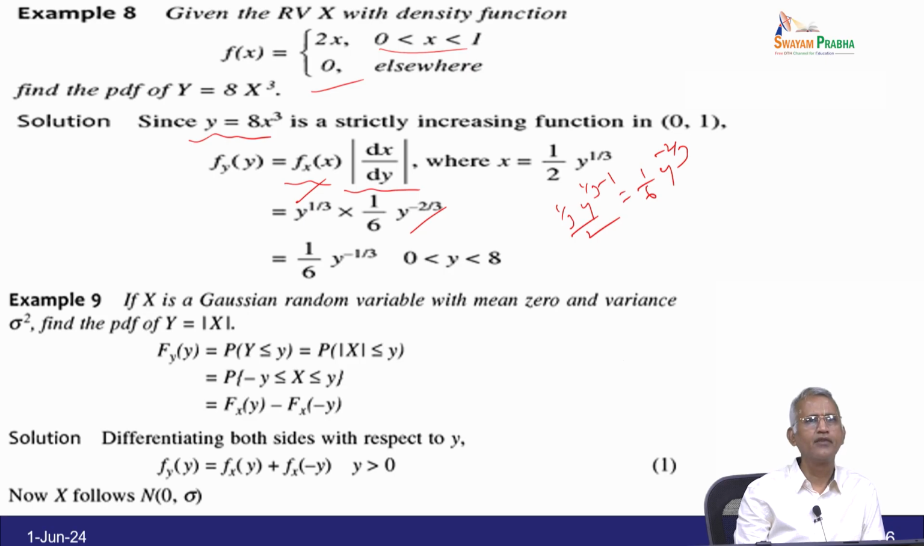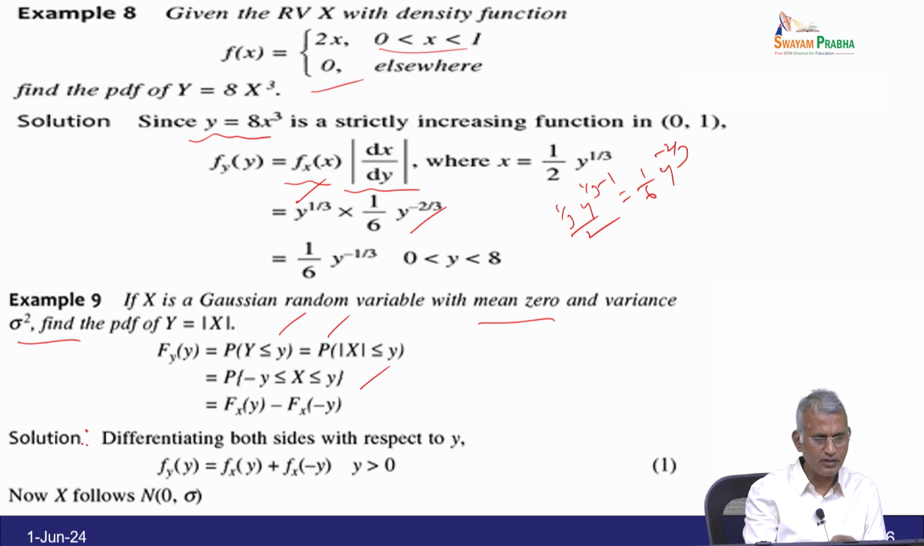Another example: if x is a Gaussian random variable with mean 0 and variance sigma square, find the PDF of y equal to modulus of x. So, we have F_Y(y) equal to probability of Y less than or equal to y, which is equal to probability of mod x less than or equal to y. So, we have probability of minus y less than or equal to x less than or equal to y, which means F_X(y) minus F_X(minus y).